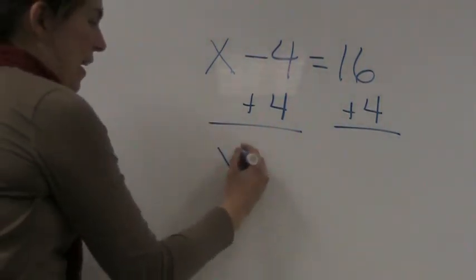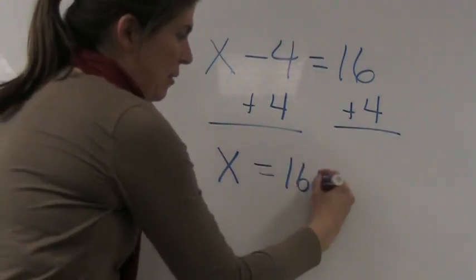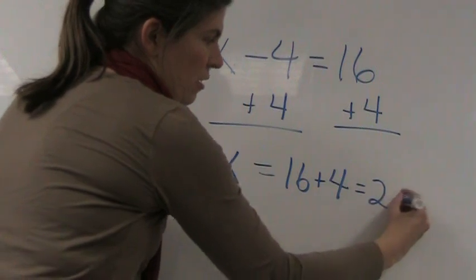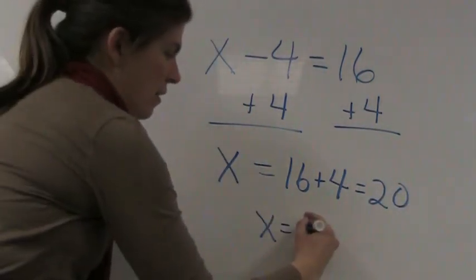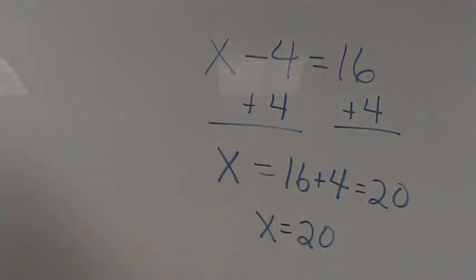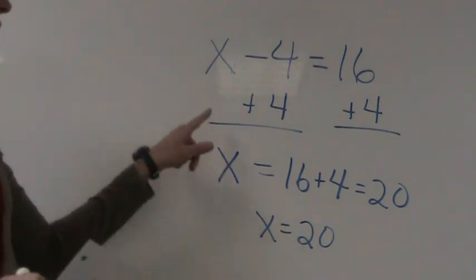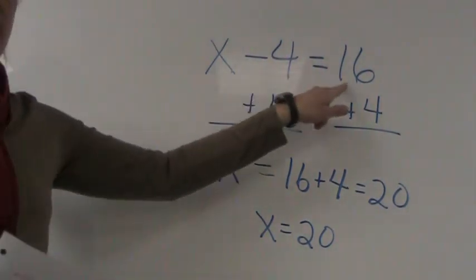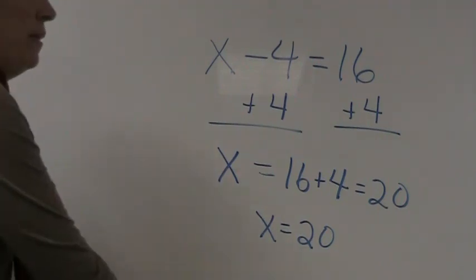So on the left side, I have x. On the right side, I have 16 plus 4, which is otherwise known as 20. So in this case, my answer is x equals 20. So this is the number. The number 20 is, when I subtract 4 from it, I get 16. So that makes sense. So you want to think through these and think, does my answer logically make sense when we get all the way done with it?